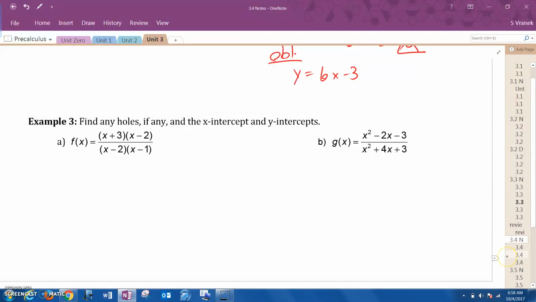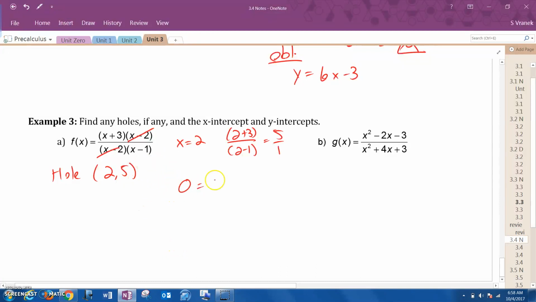All right, I'm running out of time here, but the good news is, let's check this. I might not be able to finish these two, but I'll do one of them. If there are any holes, and then x and y intercept. So there is a hole at 2. When x equals 2, there's a hole. If you plug that back in to the remaining stuff, you get 5 over 1. So the hole is at (2, 5).